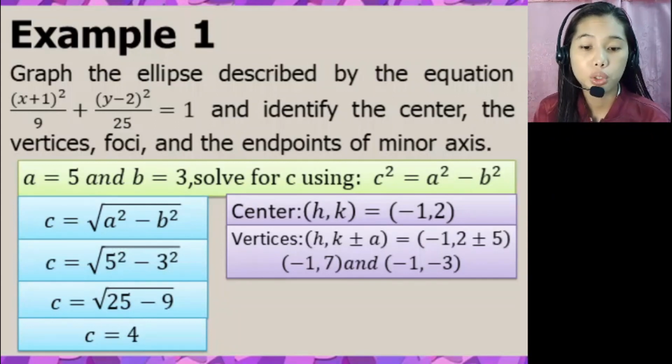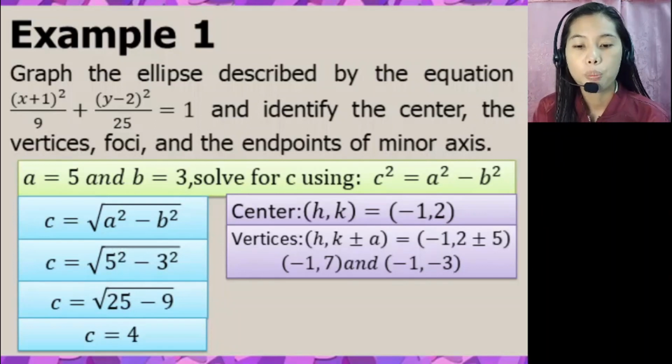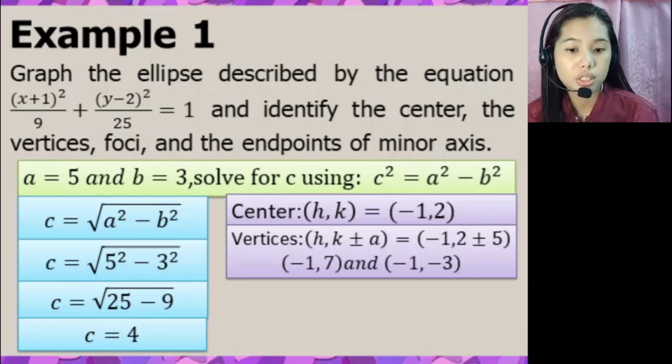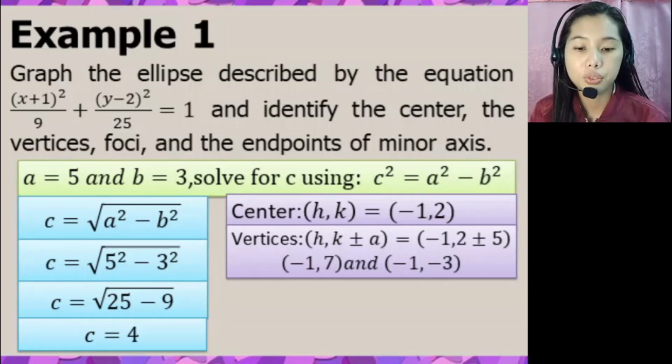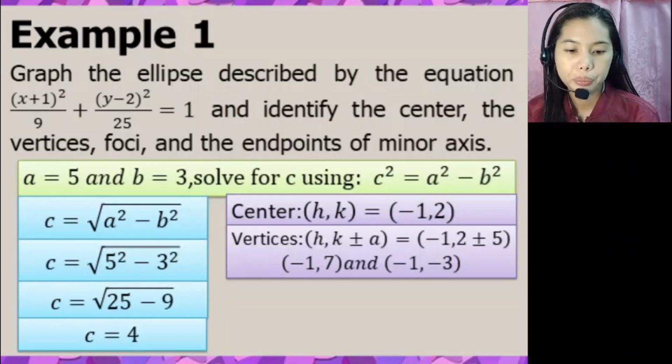So our h is negative 1, our k is 2, our a is 5. So negative 1, 2 plus 5, that is negative 1, 7. And 2 minus 5, it's negative 3. So our vertices are located at negative 1, 7 and negative 1, negative 3.